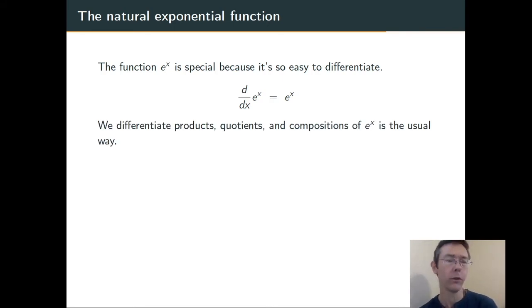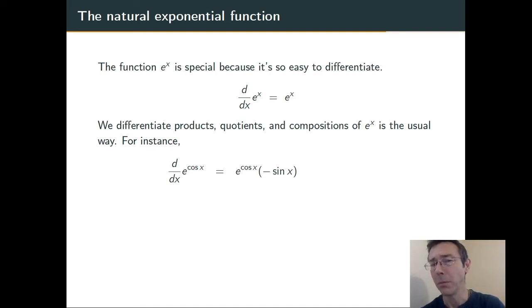Let's do a few examples. e to the cosine x. So this is a composition. We need the chain rule. We're going to differentiate the outside function first and multiply it by the derivative of the inside function, here being cosine of x. So the derivative of the exponential function is just the exponential function itself, e to the cosine x. And I multiply that by the derivative of cosine, writing it slightly more politely, negative sine x times e to the cosine x.